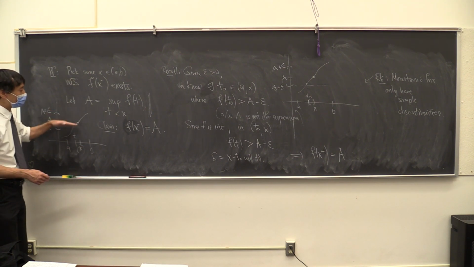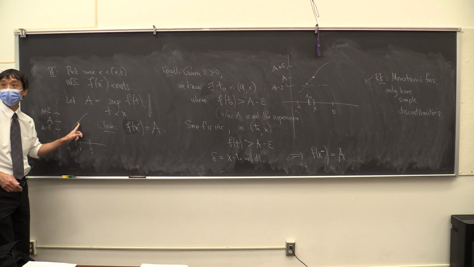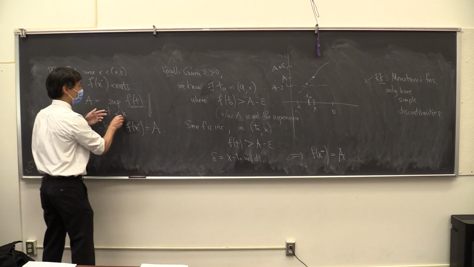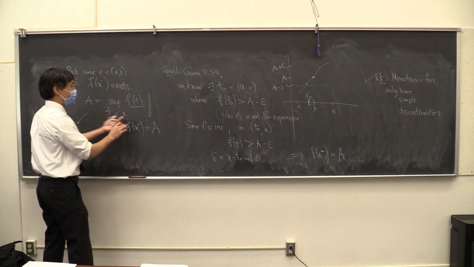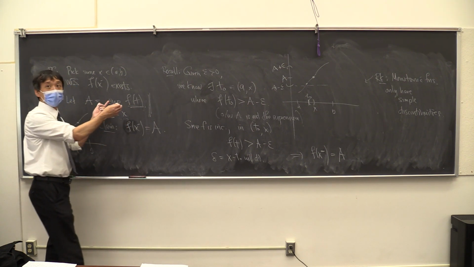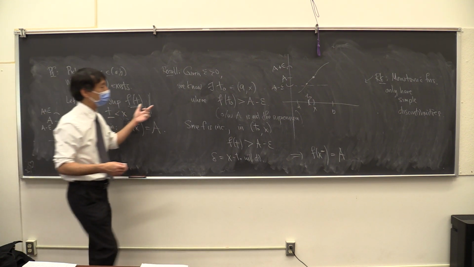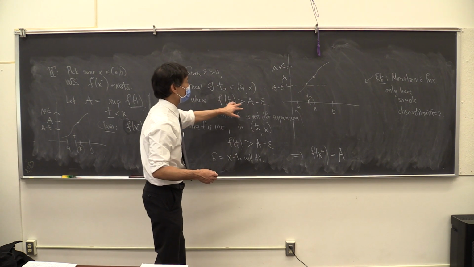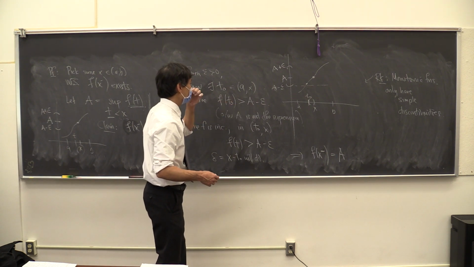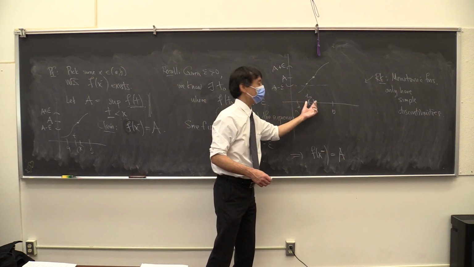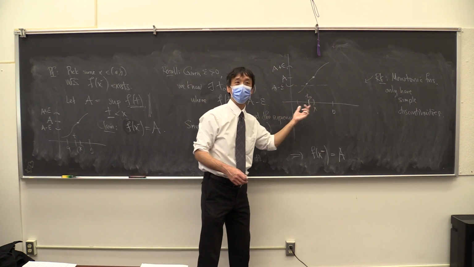So the greatest value ought to be the left limit, the greatest value I can get. So I look at all my values to the left of my point, and I take the supremum of that. That ought to be my limit. And then you use the property of the supremum to see that it actually is the left limit.